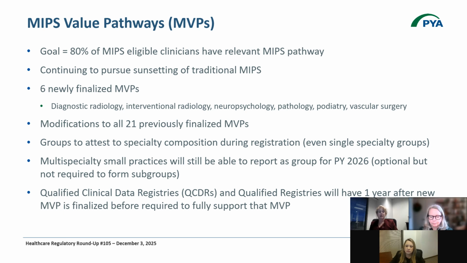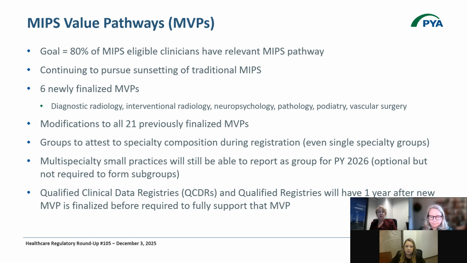This includes the 6 proposed newly finalized MVPs, so diagnostic radiology, interventional radiology, neuropsych, pathology, podiatry, and vascular surgery all have new MIPS value pathways available to them for this year. They made modifications to all 21 previously finalized MVPs. Again, the majority of that was nomenclature changes to align with removing social determinants of health narratives.